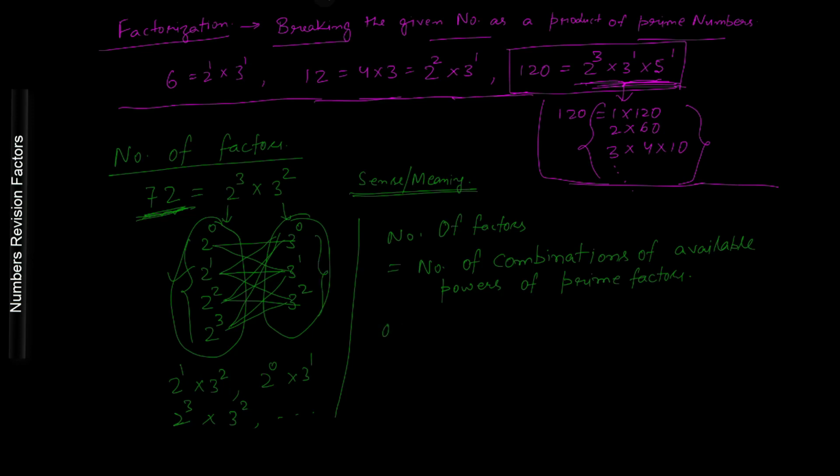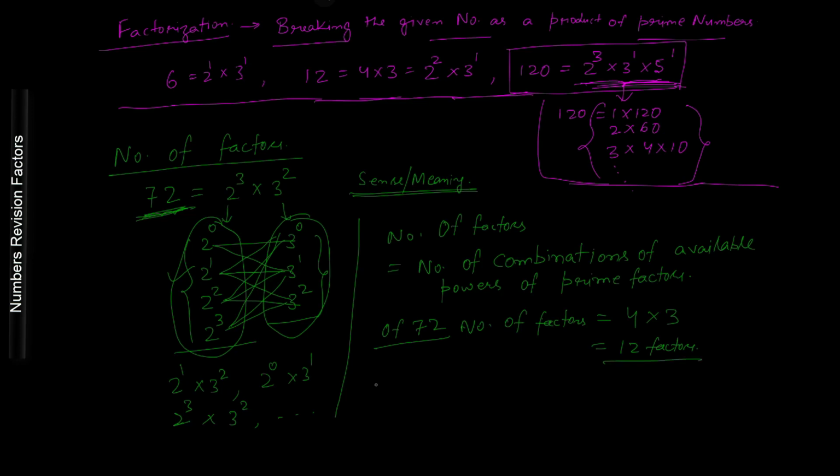So the number of factors of 72, what will be the answer if that is the question? So how many combinations can you see? I can see very clearly out of these 4, any one. Out of these 3, any one. So 4 into 3 combinations. So 12 factors, right? There can be more than 2 prime factors also.